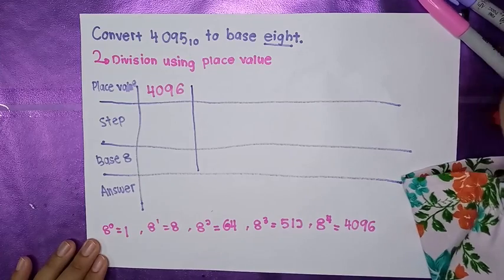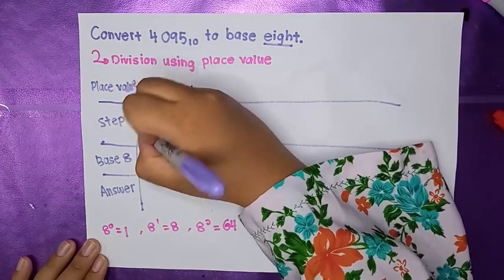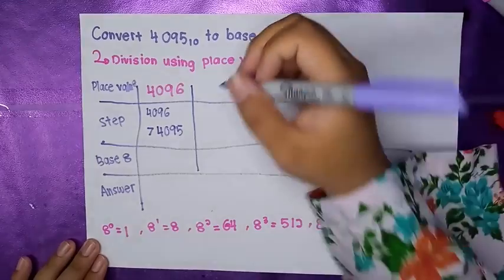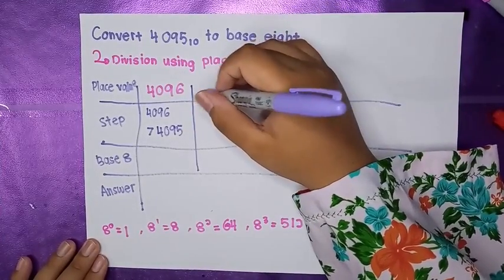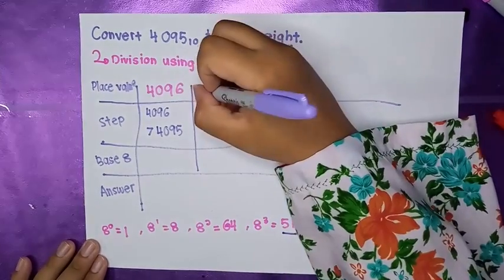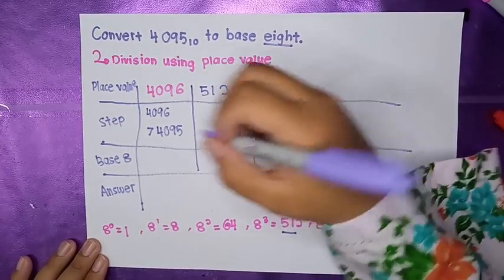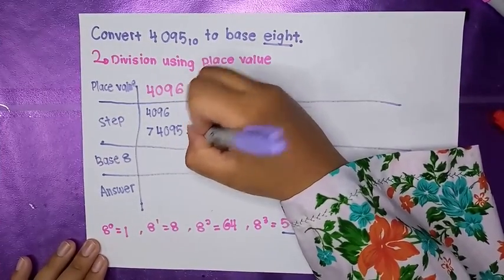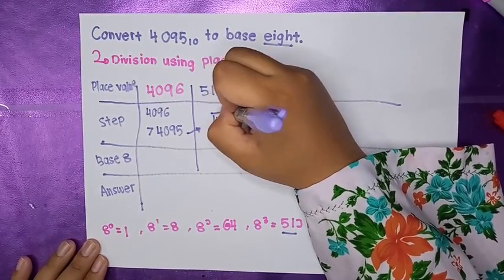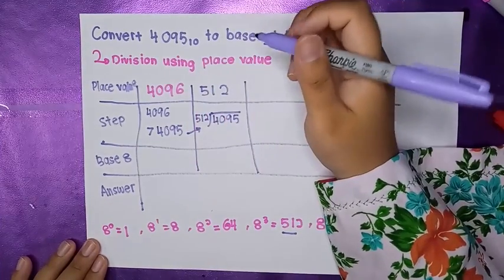Okay, then 4096 is higher than 4095. And this one is for the second place value, which is 512. Okay, then close the table. This number will be moved to the next box, 4095, and then we divide it by 512. We divide this as usual.